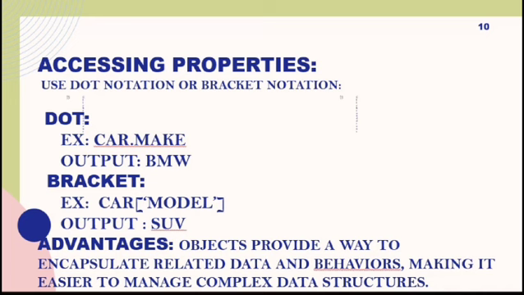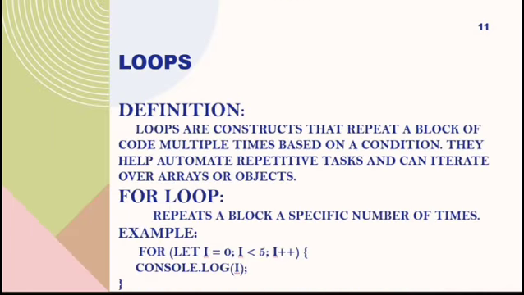Now section 5: Loops. Finally, let's talk about loops. Loops are constructs that allow you to repeat a block of code multiple times based on a condition. They are useful when you need to automate repetitive tasks such as processing arrays and objects. There are different types of loops: for loop, while loop, and do while loop.